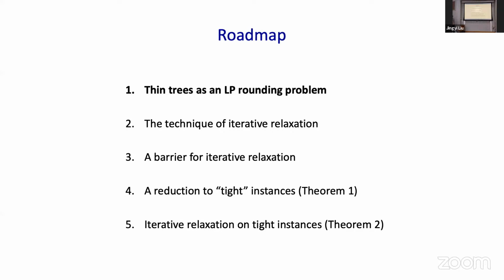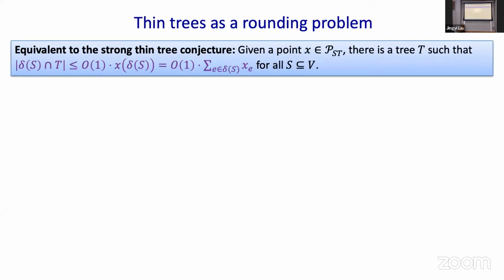So first I want to tell you how to translate this question about thin trees into a problem about rounding a solution to a linear program. I come from approximation algorithms, and so I really like to round linear programs. So this is how I want to frame the problem. It turns out this is equivalent to the strong thin tree conjecture. I give you a point in the spanning tree polytope, so some fractional spanning tree. And now I ask you to find a tree which has at most a constant times the number of edges the fractional tree had in every cut.